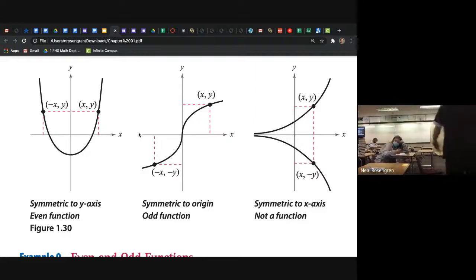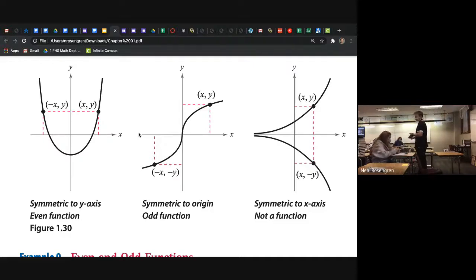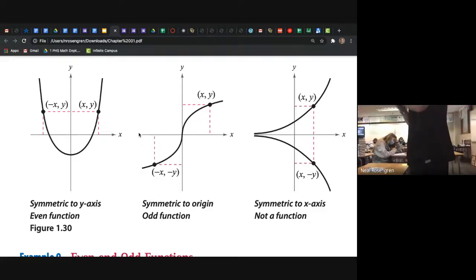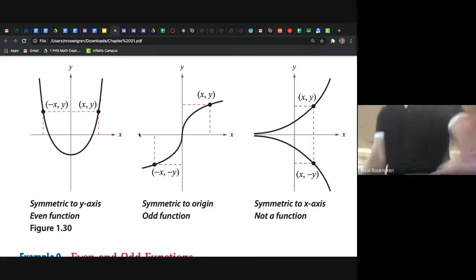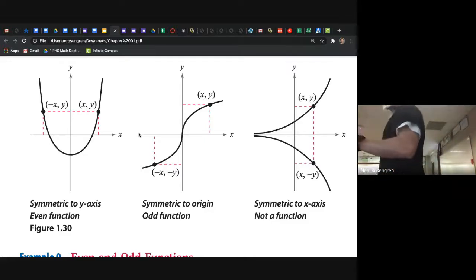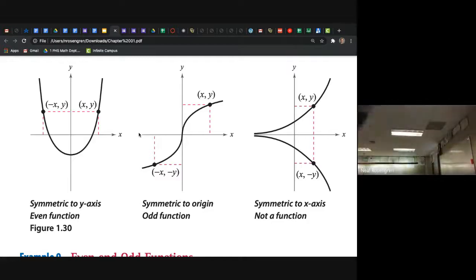But it doesn't have to be any of those, right? It could be a function but just not be symmetric. So it's even, or it's odd, or it's just neither, and that's okay. Most functions are probably going to be neither, but we do have some functions that are symmetric to the y-axis. We call those even. Symmetric to the origin, we're going to call those odd, and then symmetric to nothing, like neither of those.